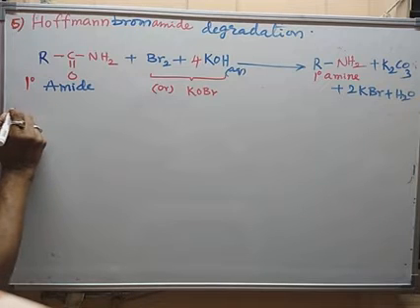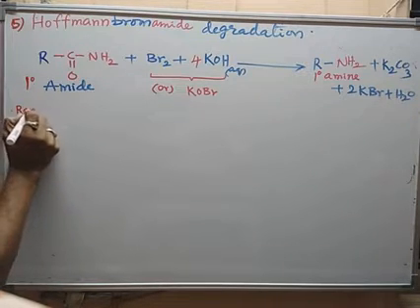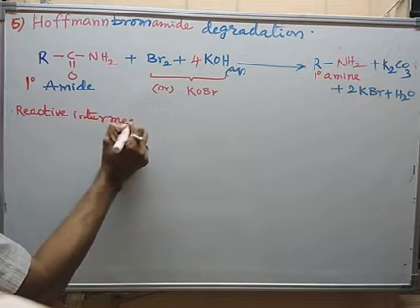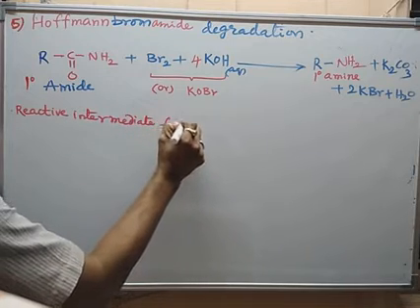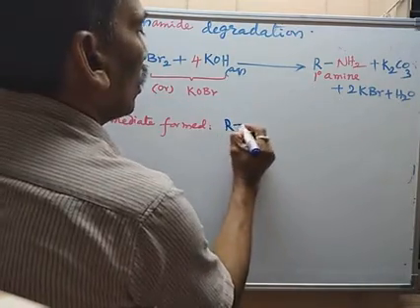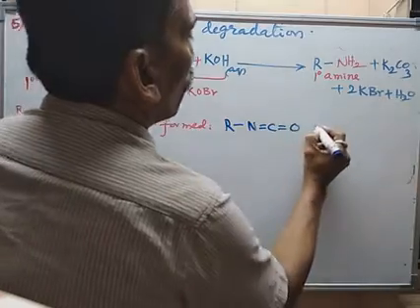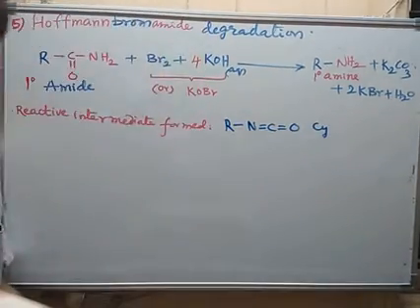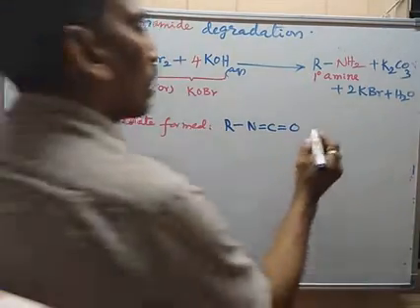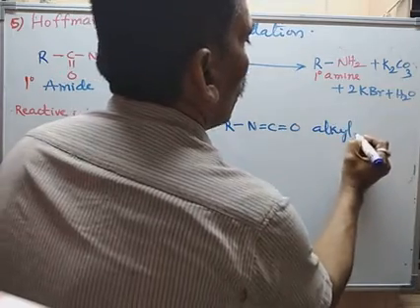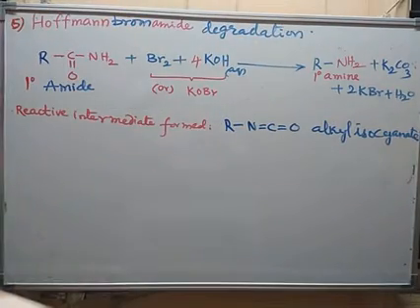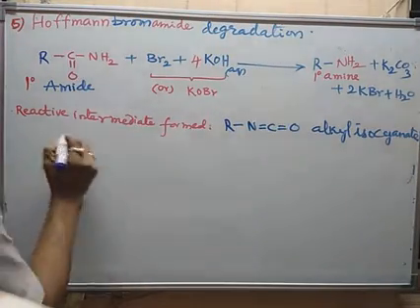Yes, some competitive things are to be taken. What is the reactive intermediate formed? What is your answer? Yes, the structure is R-N=C=O, that is isocyanate. The name, if the name is given, is alkyl isocyanate. If the formula is given, this is the formula.